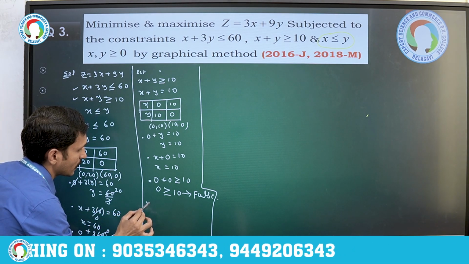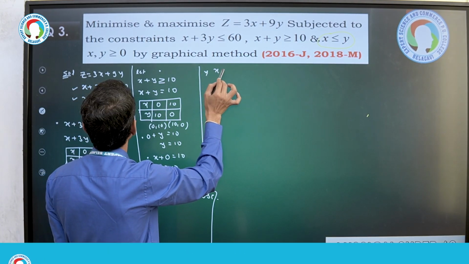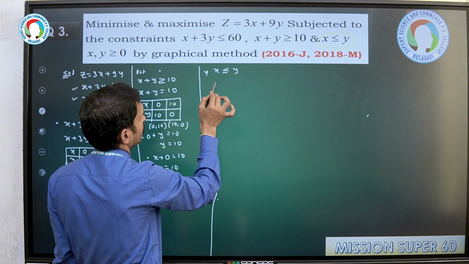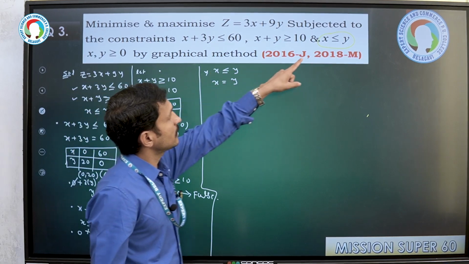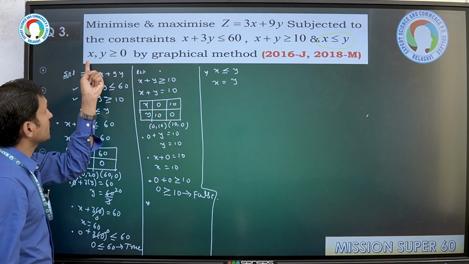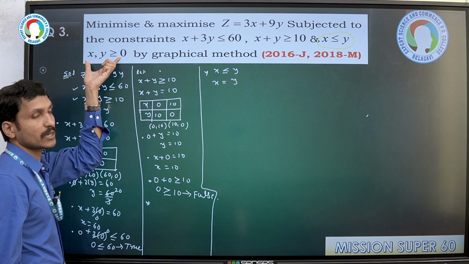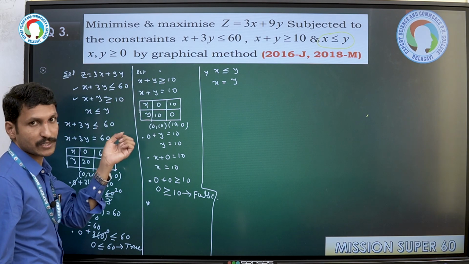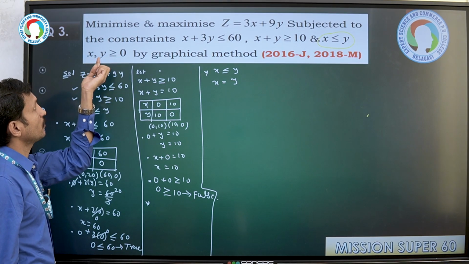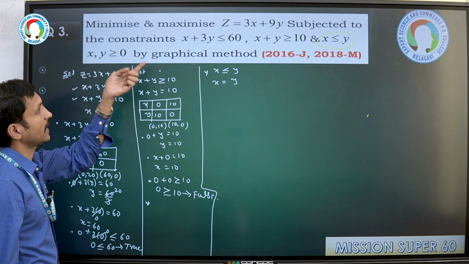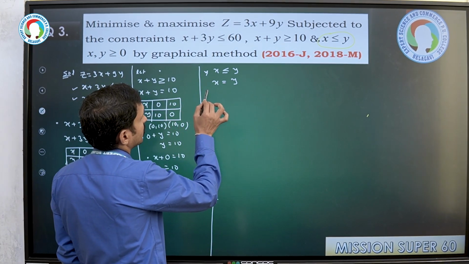Now the third line is very important: x is less than or equal to y, so you can write x equal to y. Also x comma y is greater than or equal to 0, meaning x is greater than or equal to 0 and y is greater than or equal to 0. We will not use these for finding the equations or the points. It is not x and y like that equation. Okay, be careful, and just see the values.